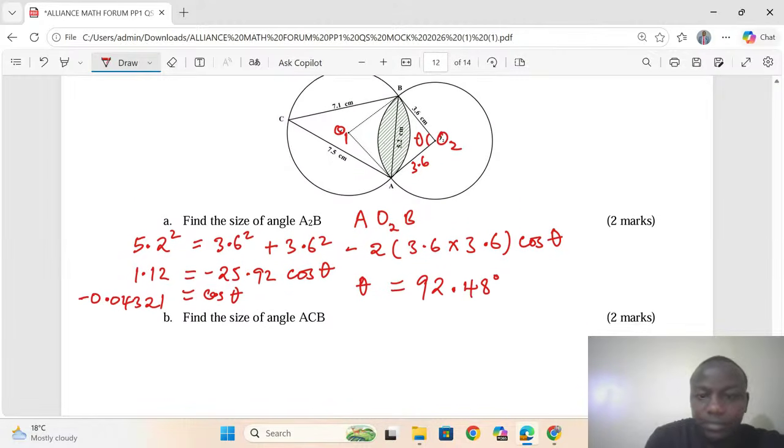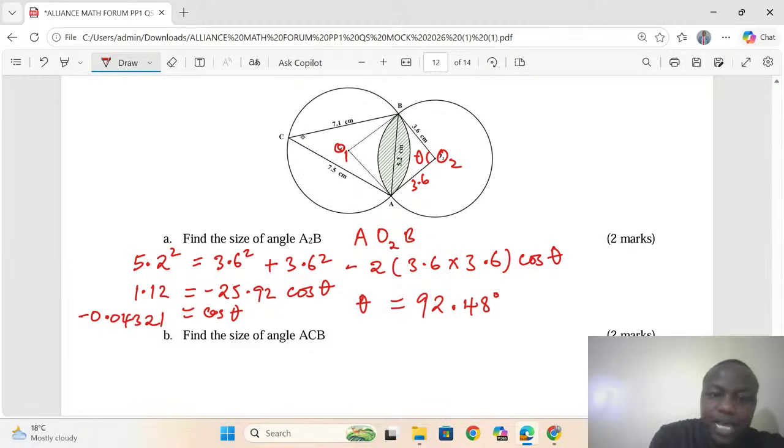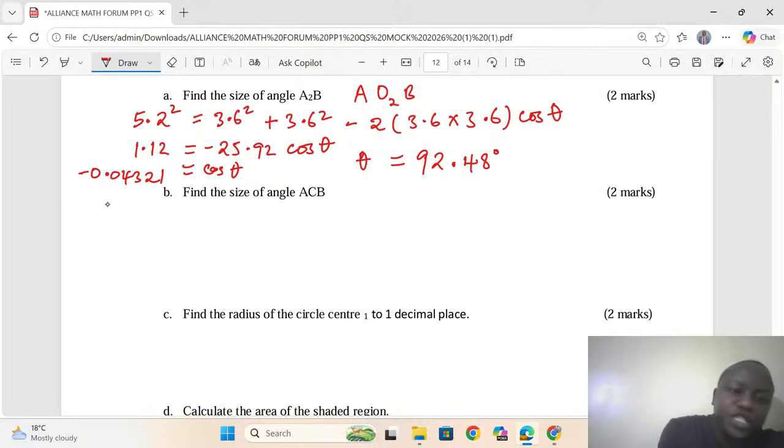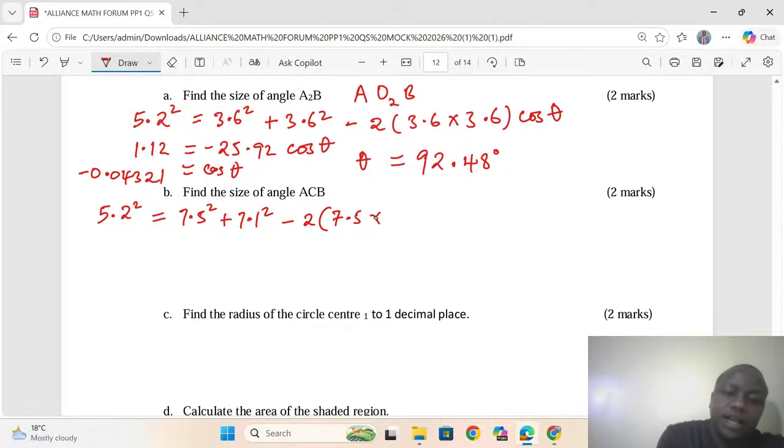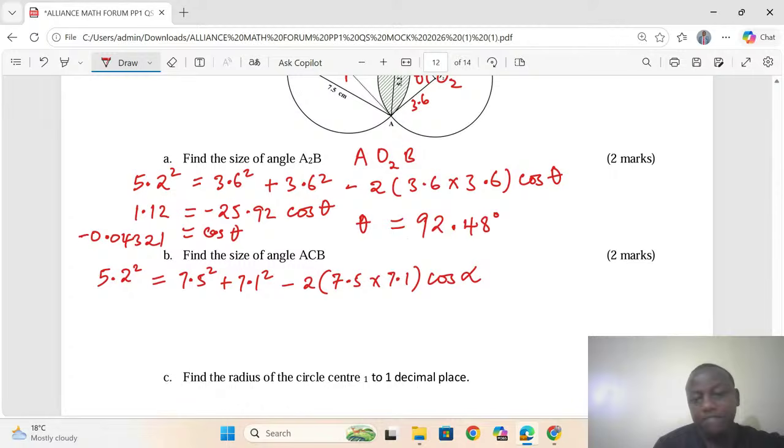ACB, the angle at this point. Can we use the same rule and call this one alpha? Then say 5.2 squared equals the other two sides, 7.5 squared plus 7.1 squared minus 2 into 7.5 and 7.1 cosine of that unknown angle.